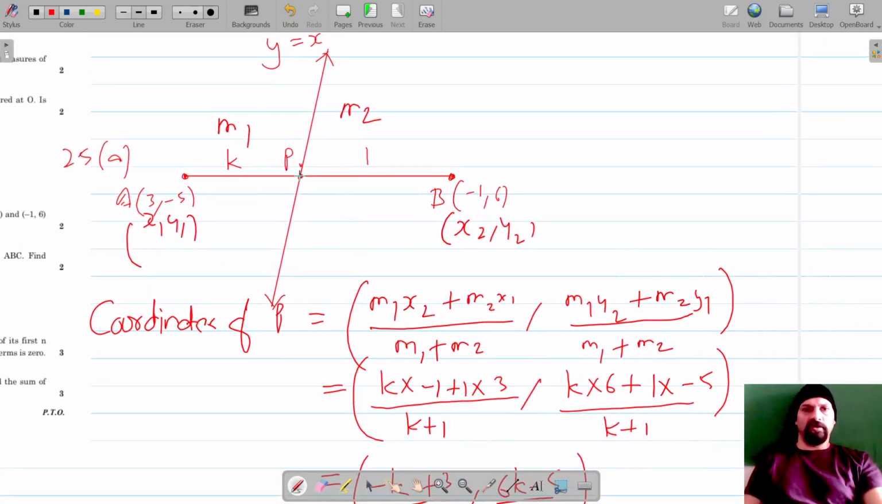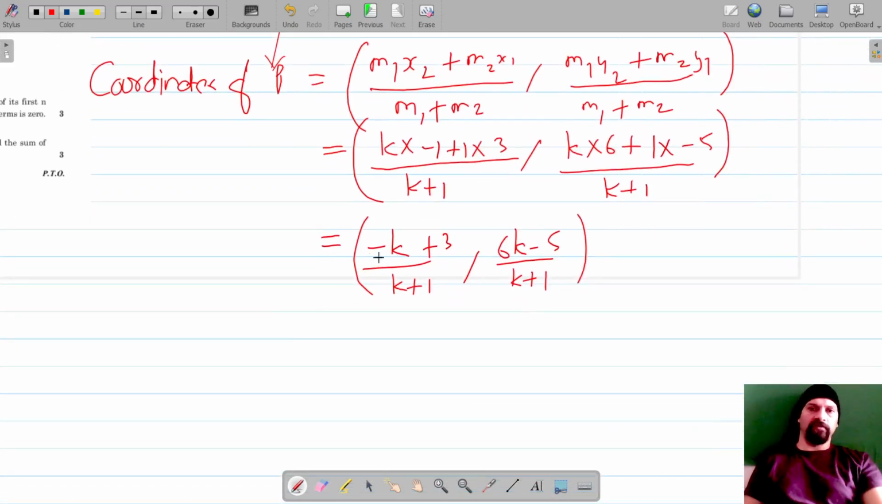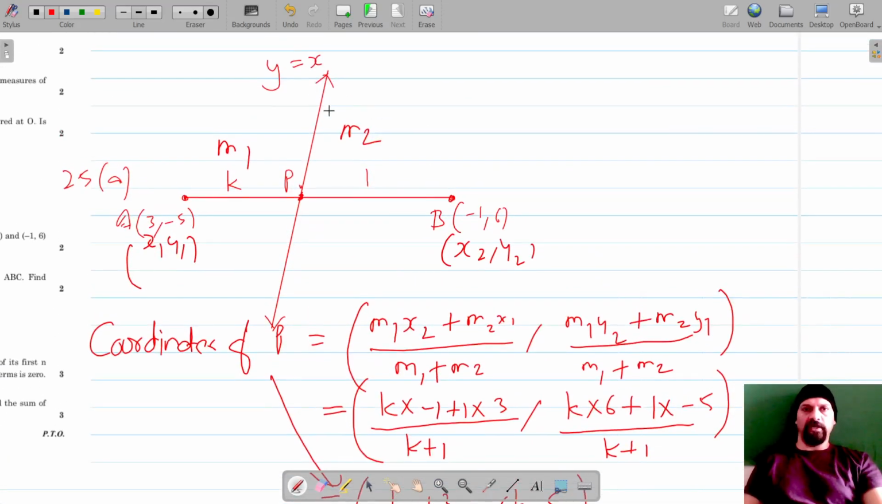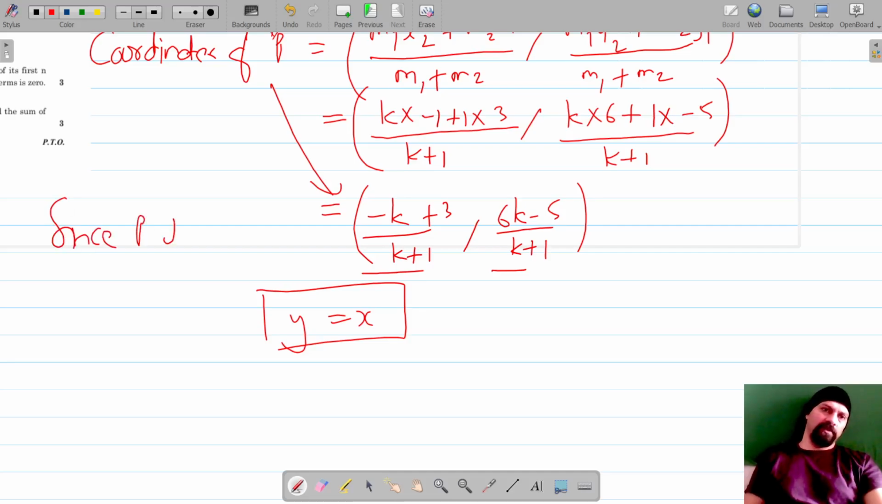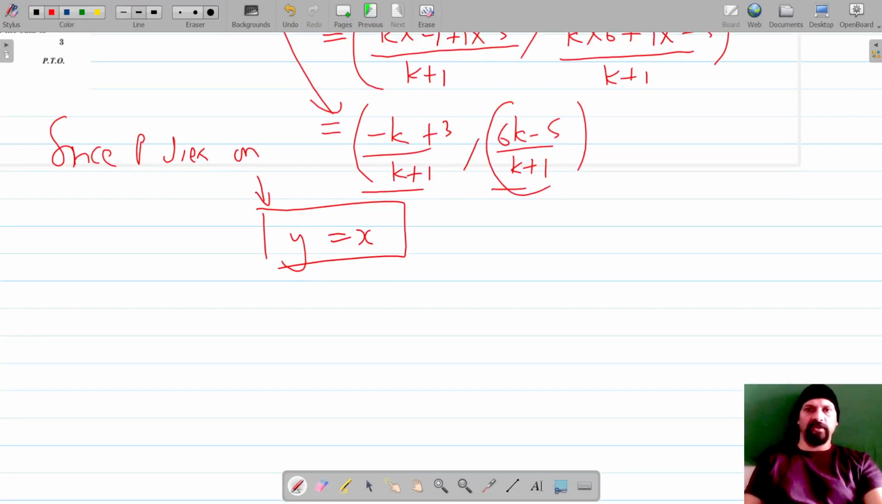These are the coordinates of P. Now this point P lies on y is equal to x. So these are the coordinates of P, and this point, that is x comma y, lies on the line y is equal to x. So that means I can replace these values in this equation. Since P lies on y is equal to x, this point is going to satisfy this equation. So let's replace the values. This is y and this is x.